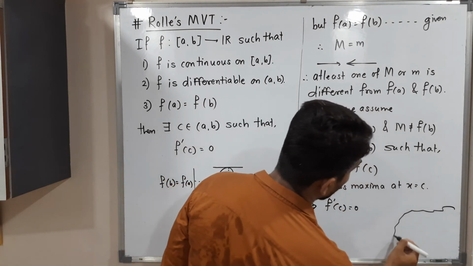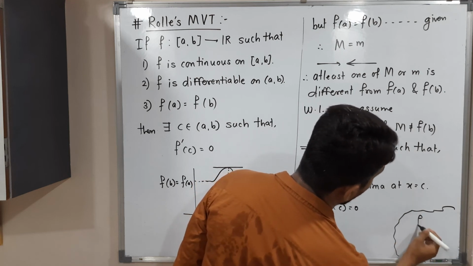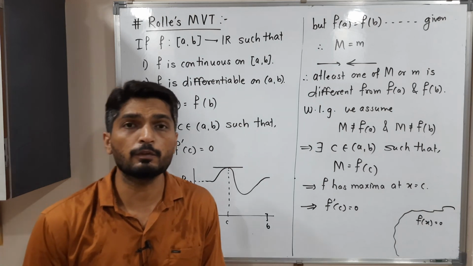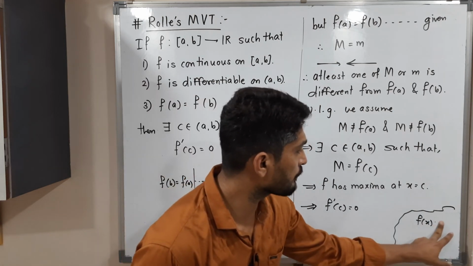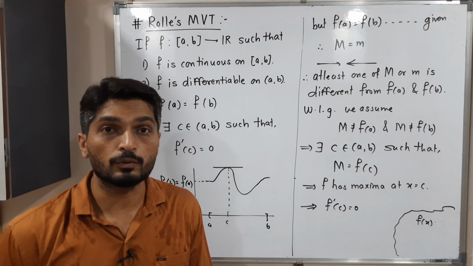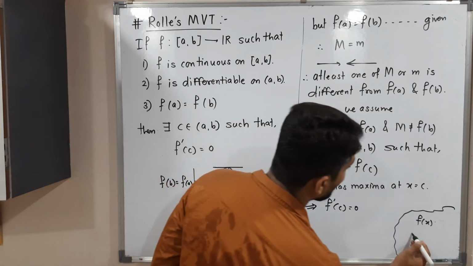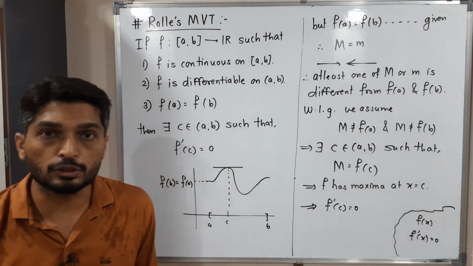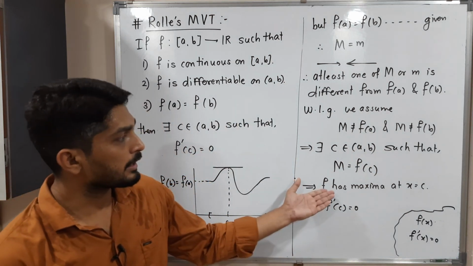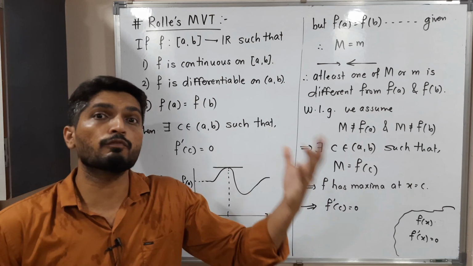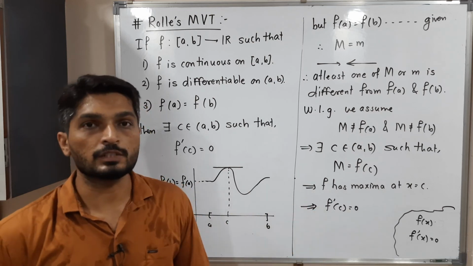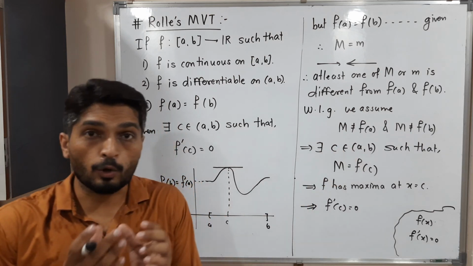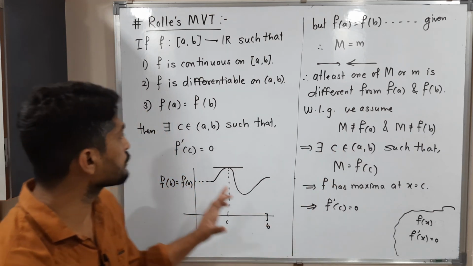Let me remind you one thing. When you have any function f of x, how will you find its maximum value? The first condition is you always consider f dash of x is equal to 0. This is a basic condition to find an extreme value. Similarly, the function has a maxima, so it has an extreme value. So that's why obviously f dash of C is equal to 0. So that's why we say there exists some point C belongs to open interval AB such that f dash of C is equal to 0.